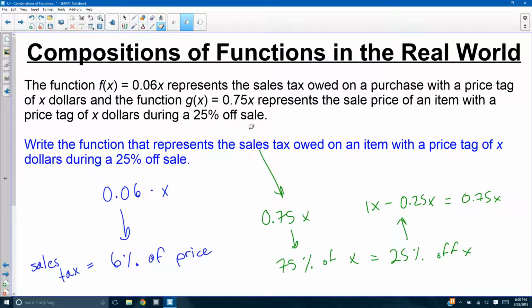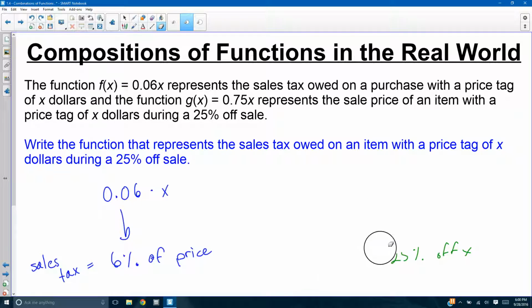Write the function that represents the sales tax owed on an item with a price tag of $X during a 25% off sale. So what they're asking you to do is write a composition of functions, and nothing else with that. I'm not asking you to do it for a certain thing, but I think I will. And I think it's important to be calculating a little bit of this.